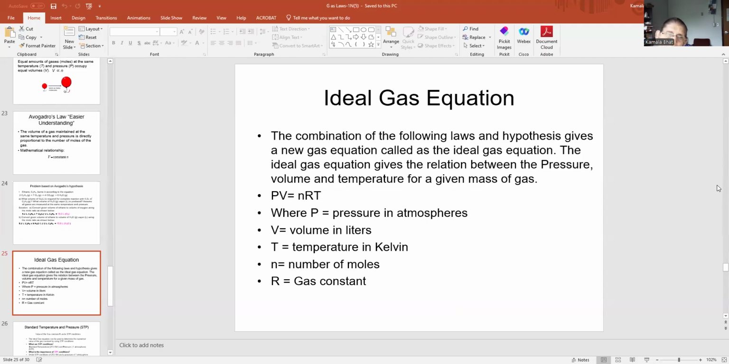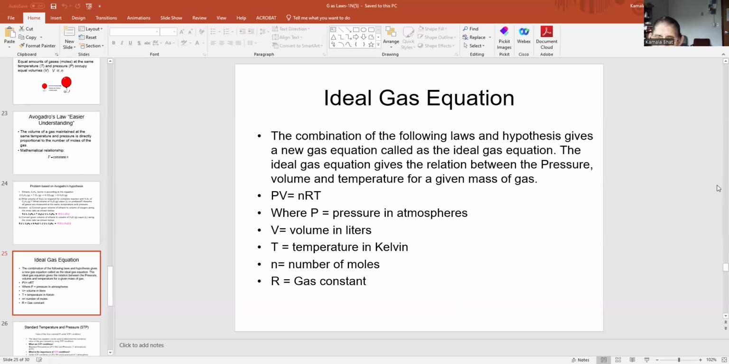Now, we come almost to the end of these five gas laws that we have studied. And in doing so, we can find a very important relationship. If we combine all the laws and hypotheses, it gives us a new gas equation called the ideal gas equation. The term ideal implies that the gases behave ideally or perfectly and follow all the rules.